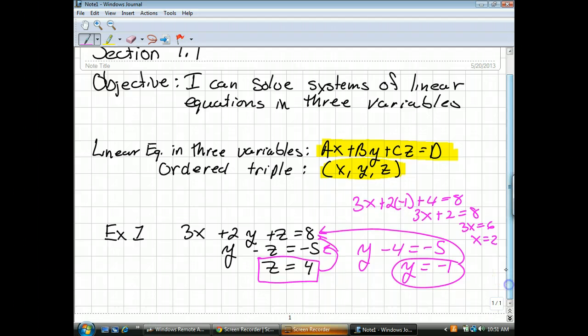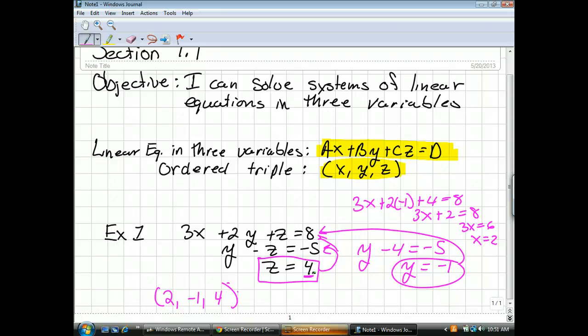So the solution to this system is the ordered triple 2, negative 1, and negative 5. So that is the solution. So, I'm sorry, and positive 4. I don't know where I got the negative. Oh, I see. Yeah, it's positive 4. So it's 2, negative 1, and positive 4, because z was 4 here. Okay, so that is the solution to our system.